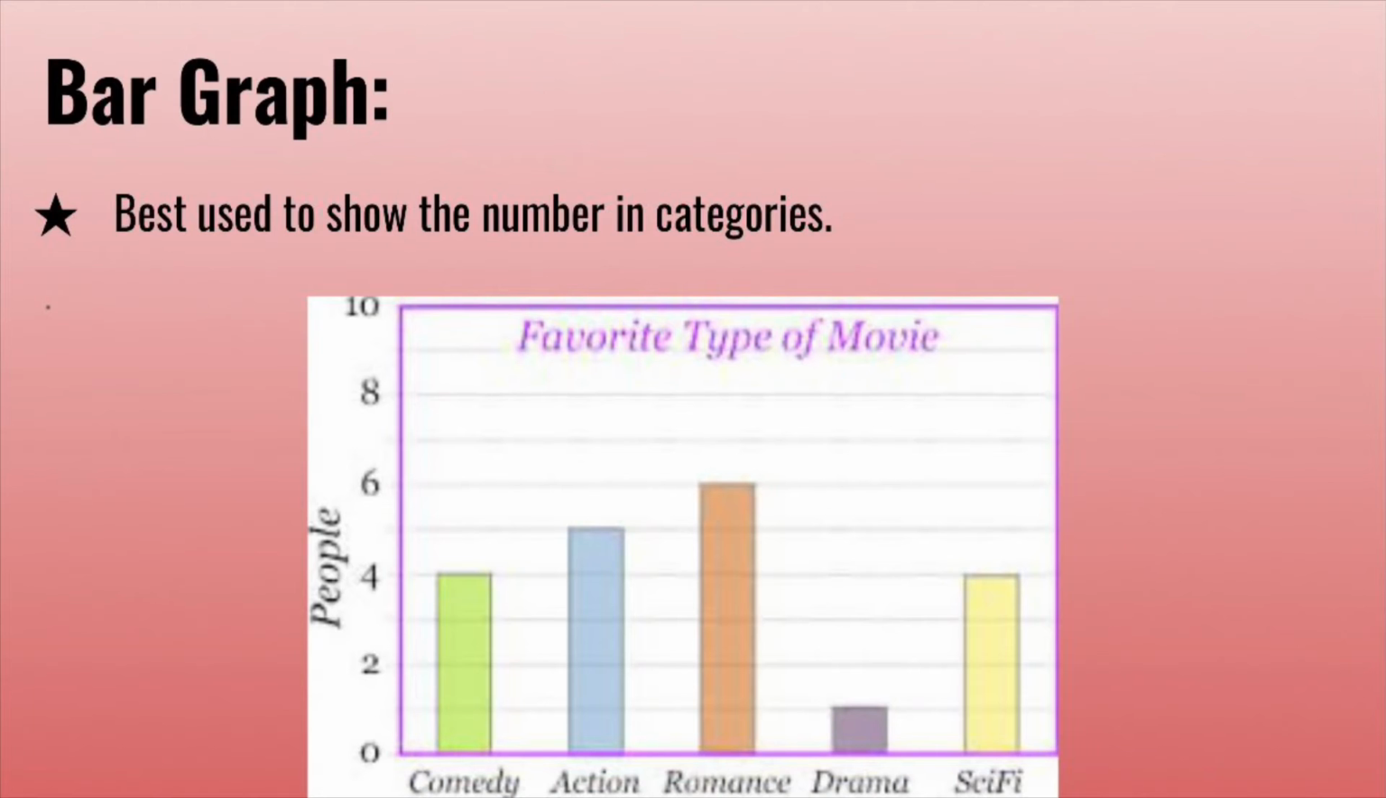Okay, first off we have bar graphs. Bar graphs are best used to show the number in categories. In this particular example, we have the types of movies and the number of people. This graph shows how many people like which category of movie. So, for example, 4 people's favorite type of movies was comedies.